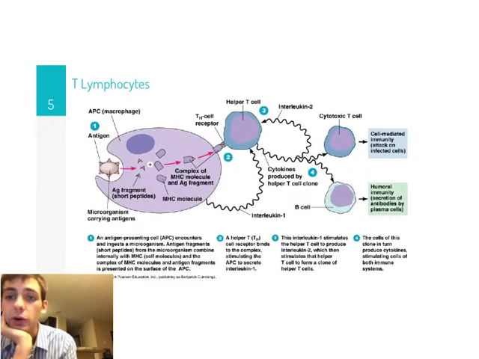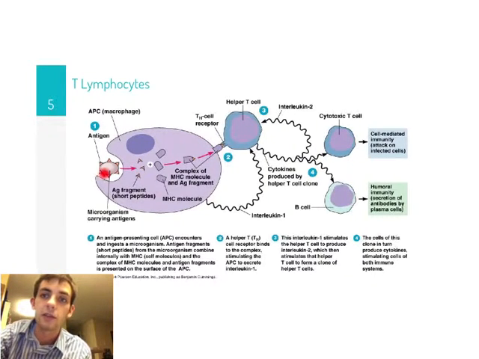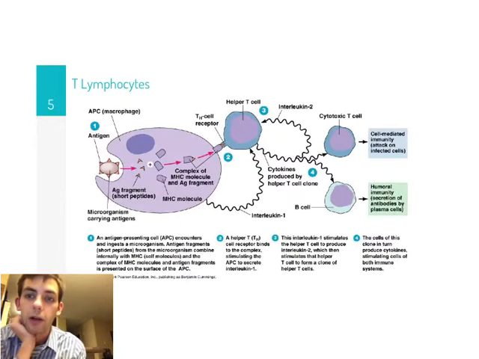This is going to occur in several steps. So remember, T lymphocytes and B lymphocytes are responsible in adaptive immunity. So I'm going to walk you through what happens here. An antigen-presenting cell is going to encounter and ingest a microorganism. So here's our APC, and here's an antigen, or a part of a pathogen.